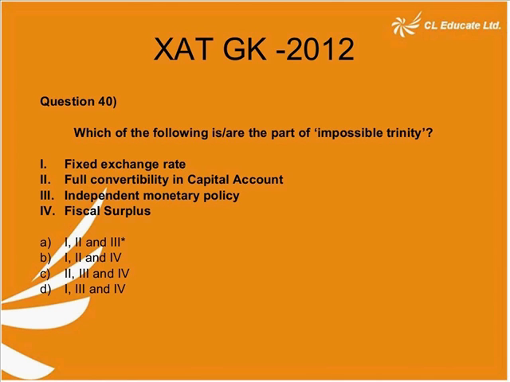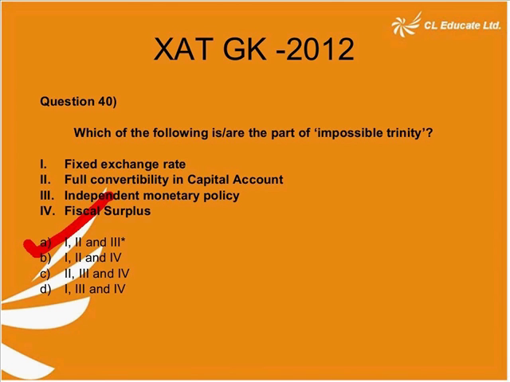Which of the following is or are the part of the impossible trinity? Now there is a very common term called the impossible trinity, meaning all these three cannot be maintained together. What is the correct answer? The correct answer is A. Fixed exchange rate, full convertibility in capital account, and independent monetary policy.